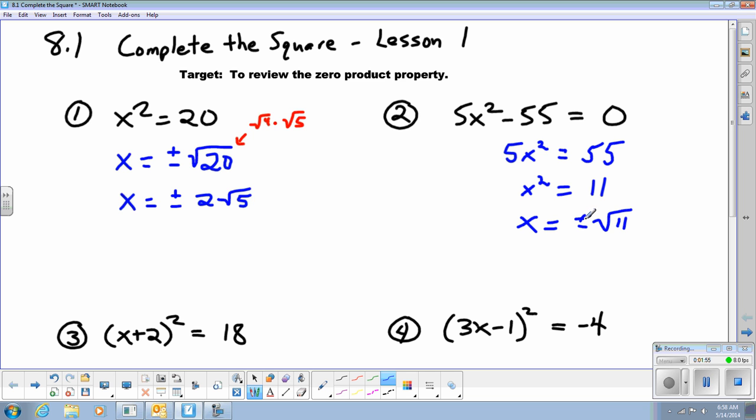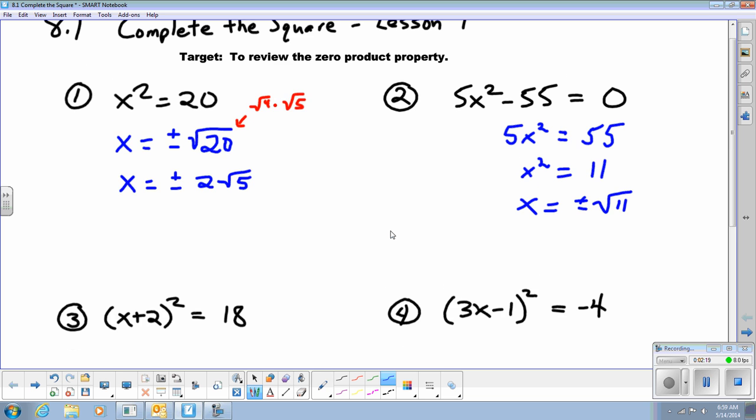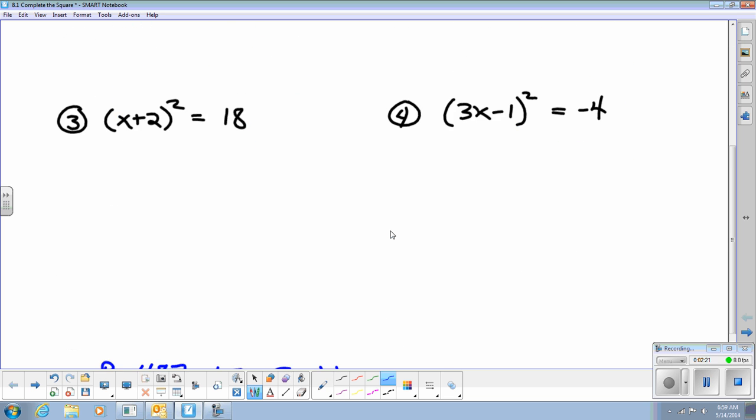What I'm showing you in both of these examples is that when you get down to a final answer, you have to look for perfect square factors like we did over here. If you find them, you simplify those out. In number 2, there are no perfect square factors in the square root of 11 because 11 is a prime number, and 11 only has 2 factors, 1 and itself. So we will just stop right here at plus or minus the square root of 11. Let's take a look at 2 more examples.